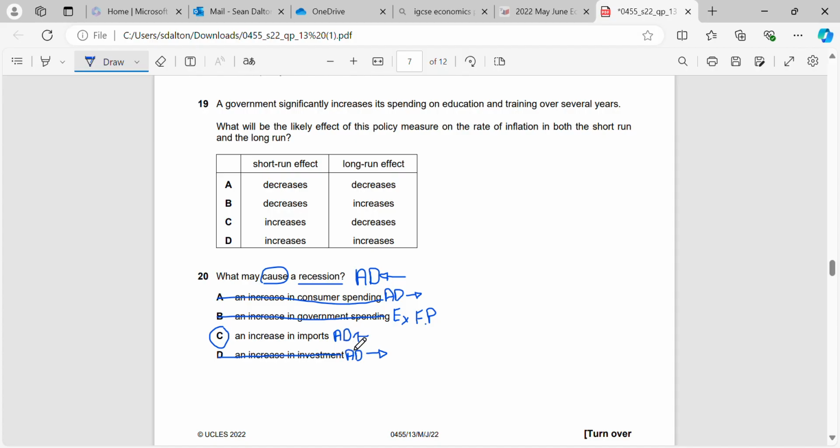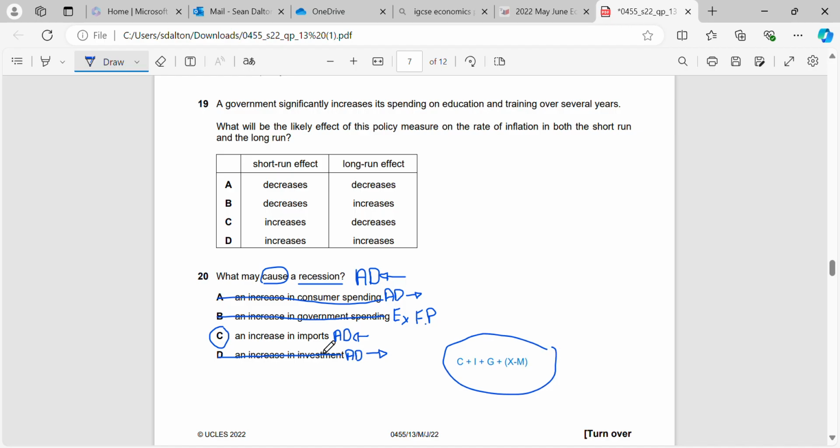Okay, assuming that our export levels stay the same. So remember our components of AD: C plus I plus G plus (X minus M). And the theory is really simple. If any one of those increases, then AD will shift right, fixing a recession. And if any of these decrease, then AD will shift left, causing a recession.